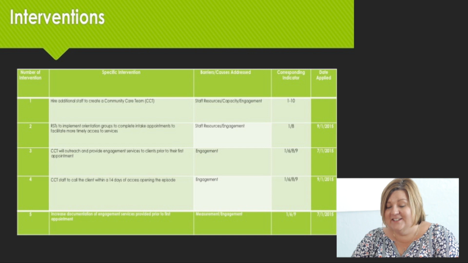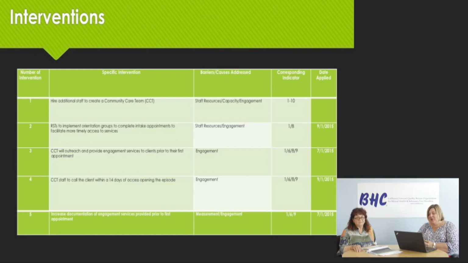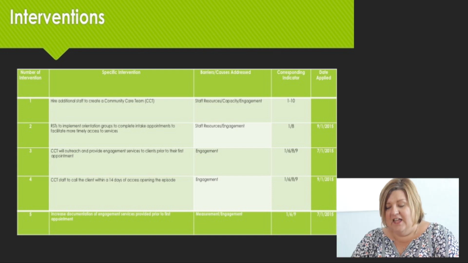Yes, it is. So to continue our example, we just wanted to give you the slides here that showed the interventions that they put together. In this particular example, they did list hiring additional staff to create the community care team as an intervention. Of course, that was not when the PIP started. Hiring the staff was not when the PIP started. It started when they did the outreach that you see in number 3, and they provided the engagement services, and when they started documenting those engagement services that were provided prior to the first appointment.